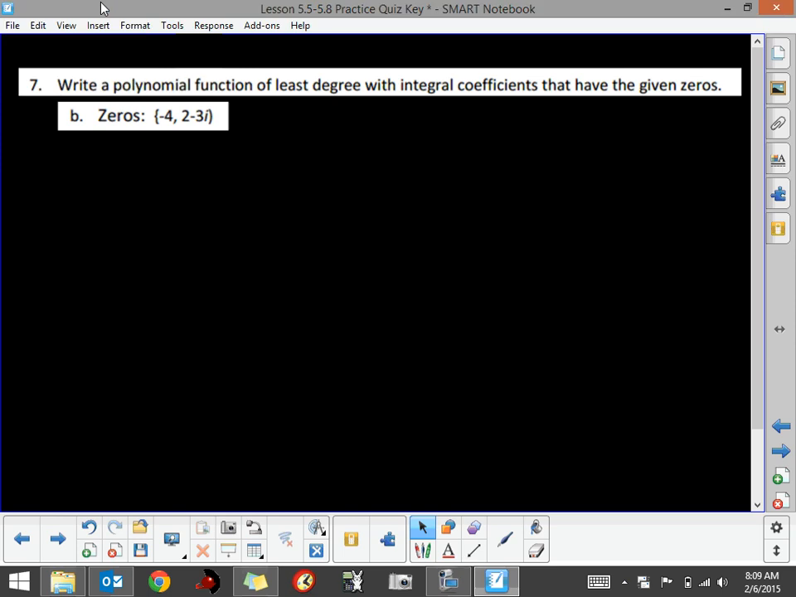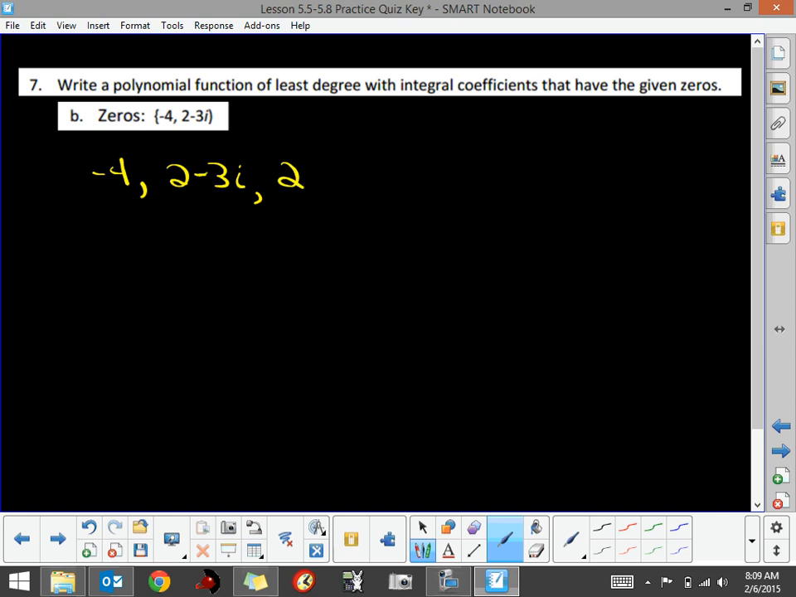Question 7b is very similar to 7a, where we're supposed to write the polynomial given the zeros. So we have zeros of -4. So -4 is a 0, and we also have 2 minus 3i as a 0. Remember, complex numbers are a little cowardly. They never come alone. They always come in couples. So this 2 minus 3i is accompanied with a 2 plus 3i.